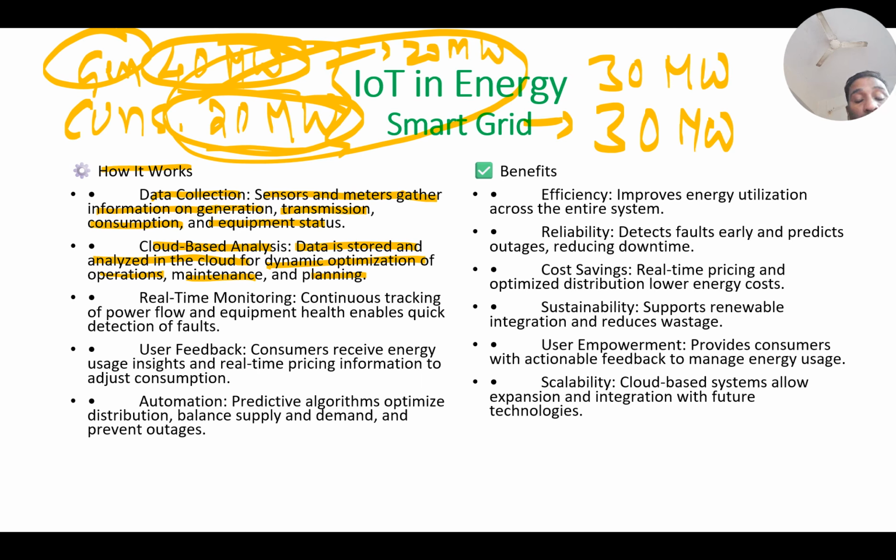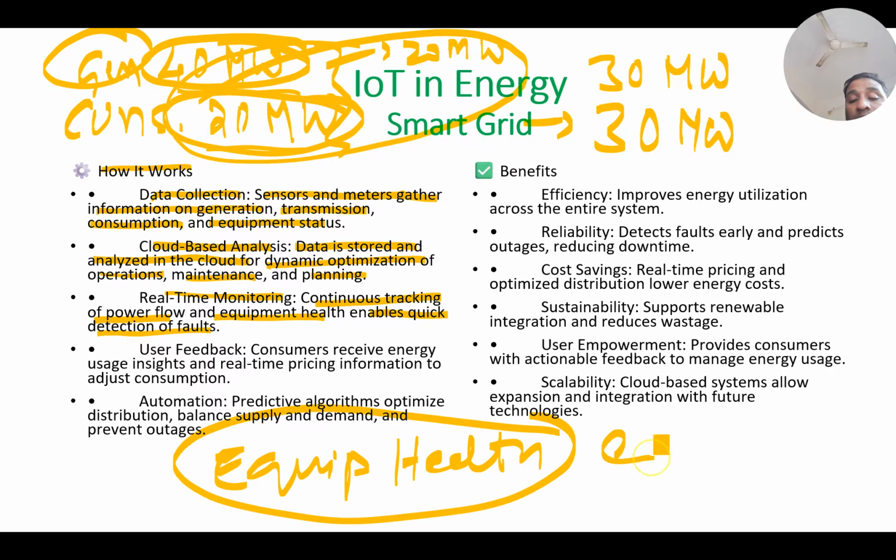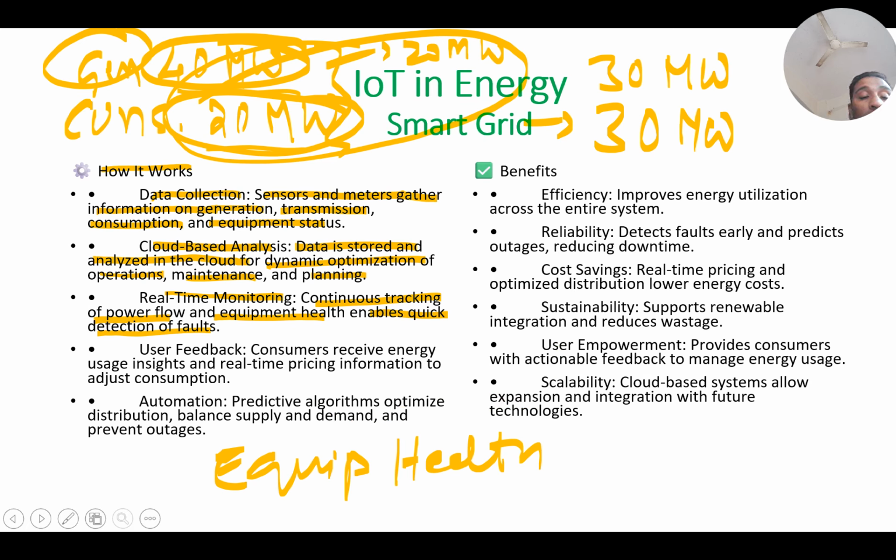Now suppose real-time monitoring, right, continuous tracking of power flow and equipment health enables quick detection of faults. I will check how my equipment health is. Because sometimes if the equipment is not good, it consumes extra power. If the health is not good, it won't work efficiently. In such scenarios, I have to address this problem. I have to repair that equipment, right?